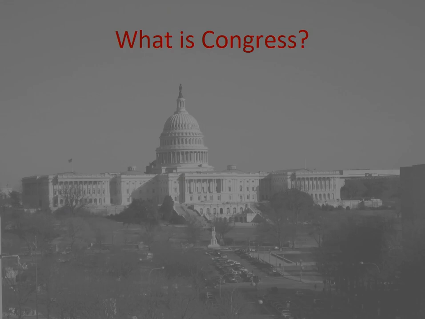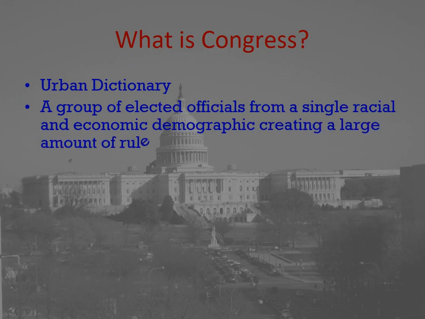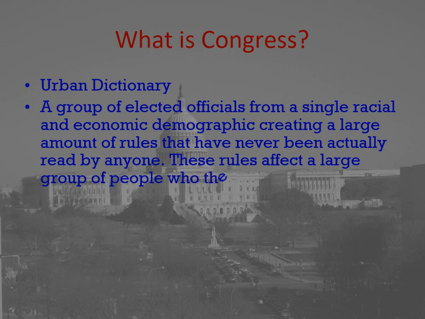So first of all, to start off with, let's look at what Congress is, as defined by Urban Dictionary. So according to Urban Dictionary, Congress is a group of elected officials from a single racial and economic demographic, creating a large amount of rules that have never actually been read by anybody. These rules affect a large group of people who they have never met and don't care about.